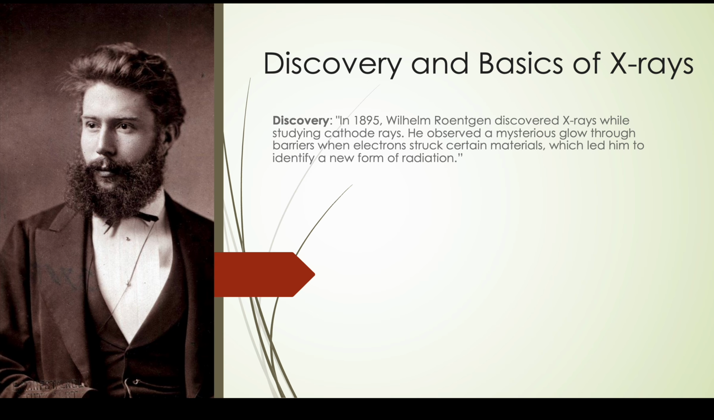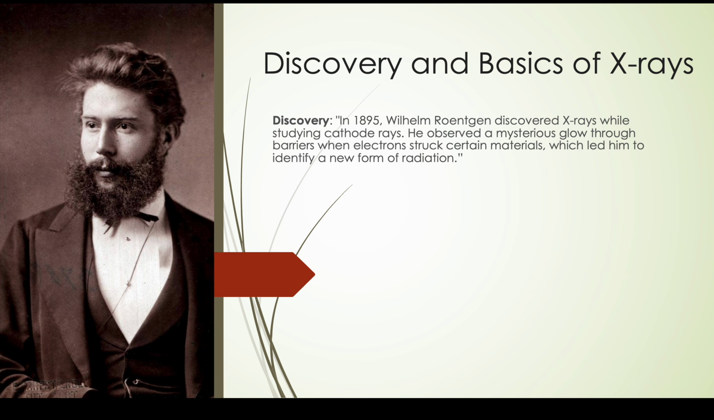If you look at the man, he is William Roentgen. What does he do? Let's find out. In this slide we are going to see the discovery and the basics of X-rays. The discovery happened in 1895, when William Roentgen discovered X-rays while he was studying cathode rays. Basically he was not aiming to find X-rays.